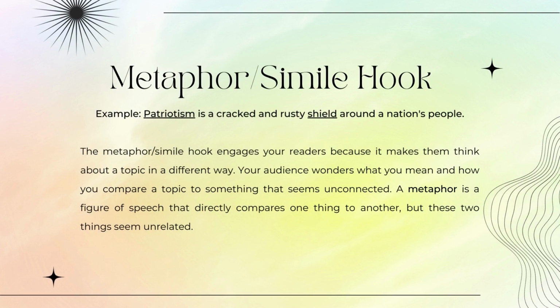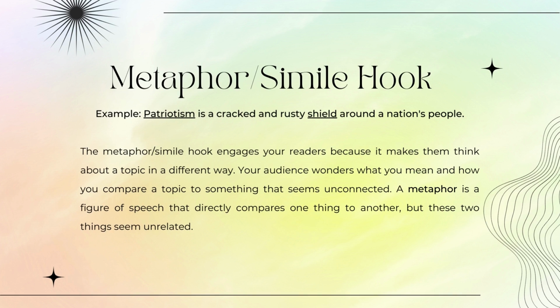And then we come to the metaphor or the simile hook. Now, here's an example of this one. Patriotism is a cracked and rusty shield around a nation's people. So patriotism here is being compared to a cracked and rusty shield. And this is what metaphors and similes do. This is figurative language, or literary devices, that compare two or more things, but mostly just two things, right? Compare two things that are seemingly dissimilar, so they're probably not very alike.